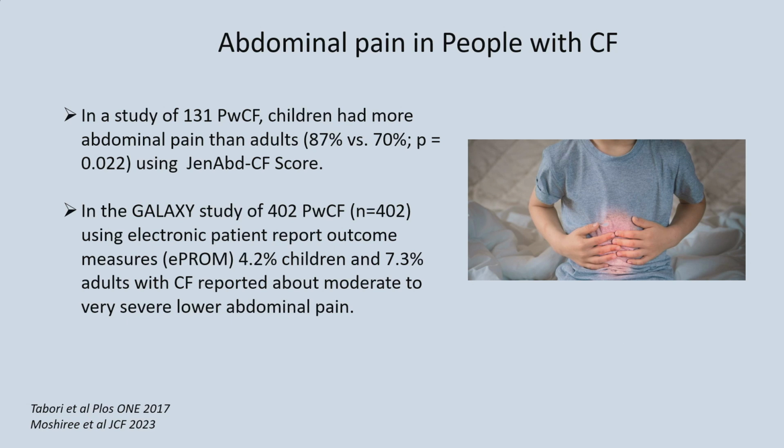Cystic fibrosis is a progressive multi-organ disease that involves airways, sweat glands, biliary system, and GI tract. The GI tract diseases cause a significant burden on people with CF, and one of the most common symptoms is abdominal pain. One study of 131 CF participants showed that 87% of children and 70% of adults reported abdominal pain. Another one, the Galaxy study of 402 CF participants, showed that about 4% of children and 7% of adults reported moderate to very severe lower abdominal pain.